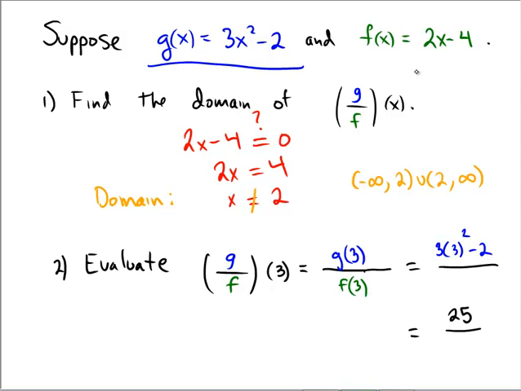In the denominator, we need f of 3. And when we replace x with 3 in the f function, we get 2 times 3 minus 4, or 6 minus 4, which is also known as 2. So the answer to the problem here would be 25 halves.